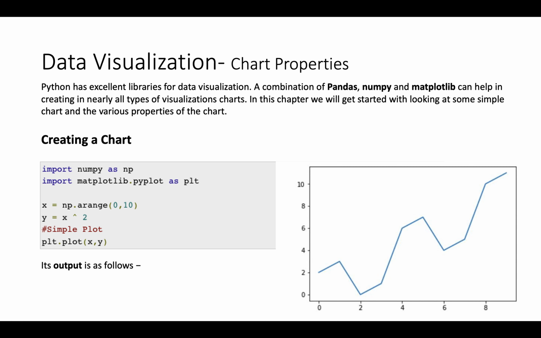Okay, part 3 is data visualization. Data visualization is very important in data science. Python has libraries for data visualization. The combination of Pandas, NumPy, and Matplotlib can help create nice types of charts. In this chart, we are starting to look at relation charts.